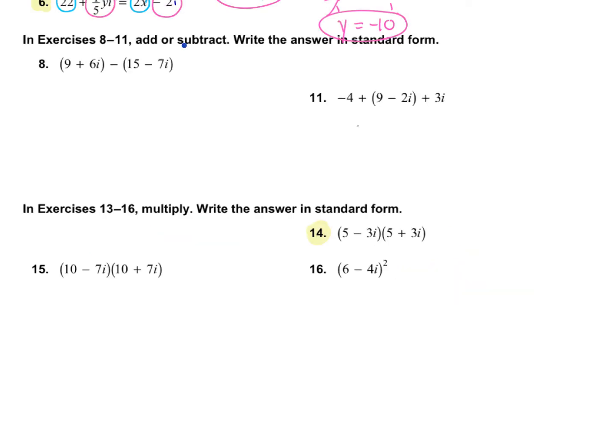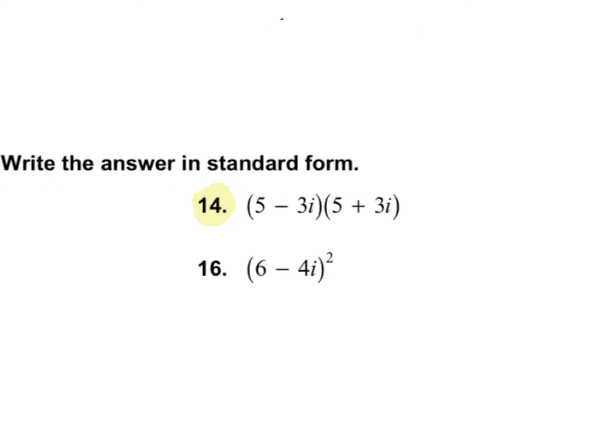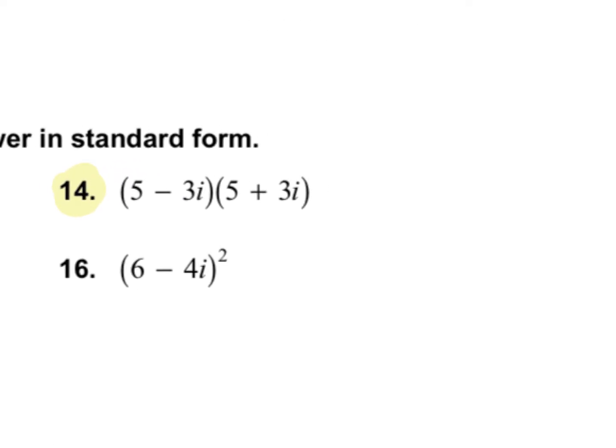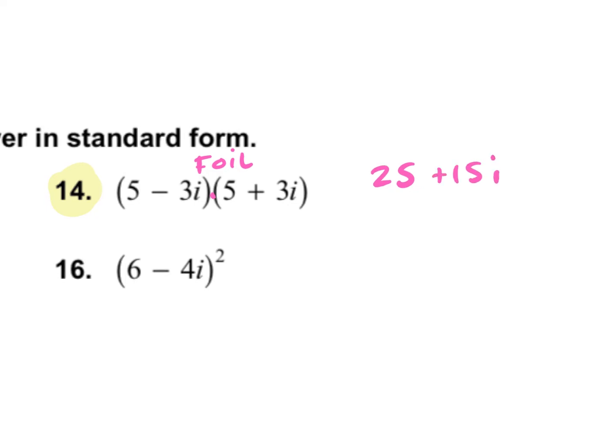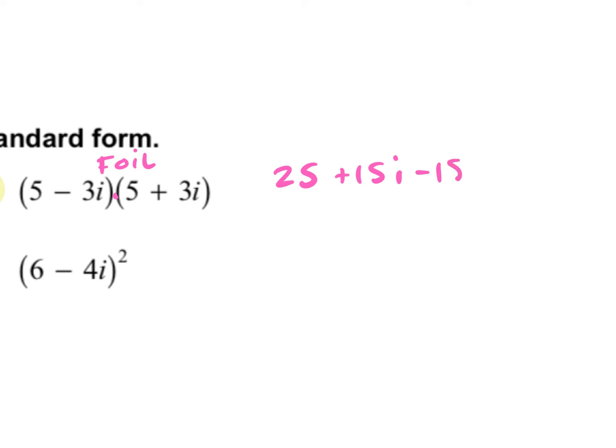All right, let's look at 14. What would I need to do to solve 14? How do I multiply these two together? FOIL. So we start by multiplying the first. So 5 times 5 would be 25. The outer would be plus 15i. The inner would be minus 15i. And then the last would be negative 9i squared.